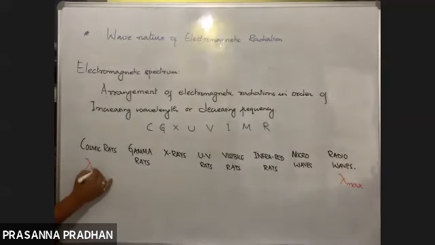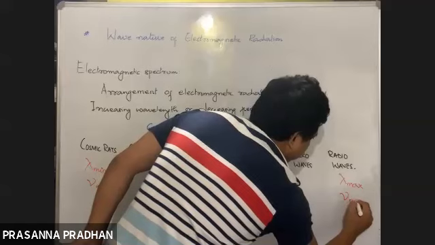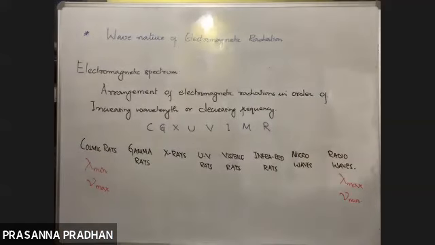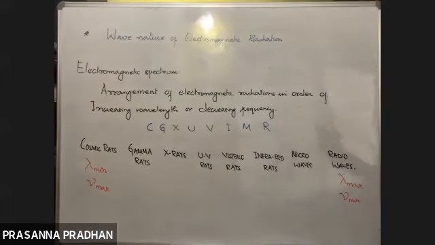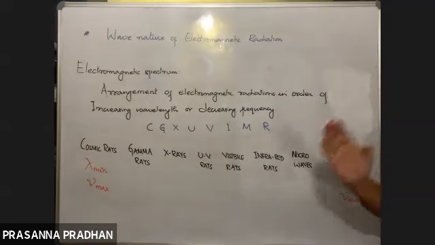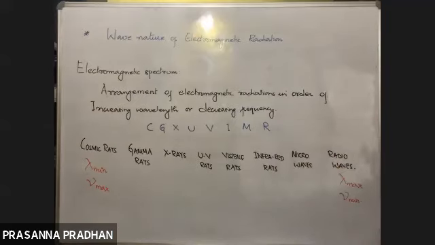In terms of frequency, it is decreasing, which means cosmic rays will have the maximum frequency, and radio waves will have the minimum frequency. Got it? Spectrum means the arrangement of radiations in order of increasing wavelength or decreasing frequency.